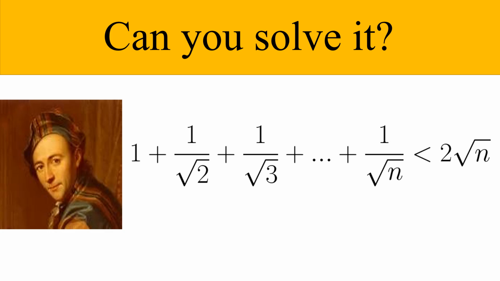Imagine you keep adding fractions. 1 plus 1 over root 2 plus 1 over root 3 and so on all the way to 1 over root n. The sum grows. But does it grow forever? Or is it secretly trapped below a boundary? The answer is yes, it is always less than 2 root n, no matter how large n gets. Today we prove it, step by step, from scratch.